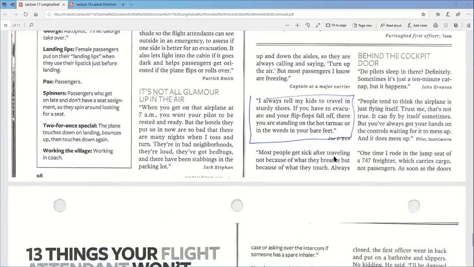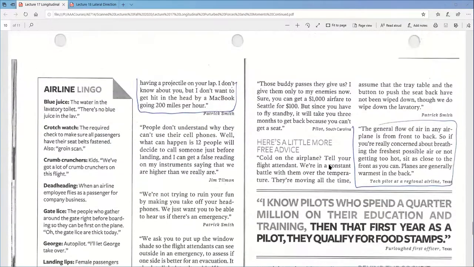I didn't even ding this one. It says most people get sick after traveling not because of what they breathe, but because of what they touch. Always assume that the tray table and the button to push the seat back have not been wiped down. Hopefully nowadays they are doing that.